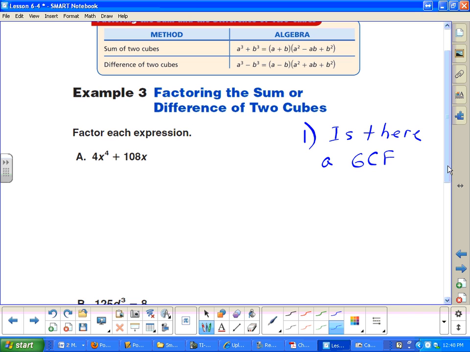Do these two things have something in common? 4 and an x. So first thing we're going to do is take out the 4x. So 4x to the fourth divided by 4x is x cubed, plus, what's 108 divided by 4? 27. So plus 27.